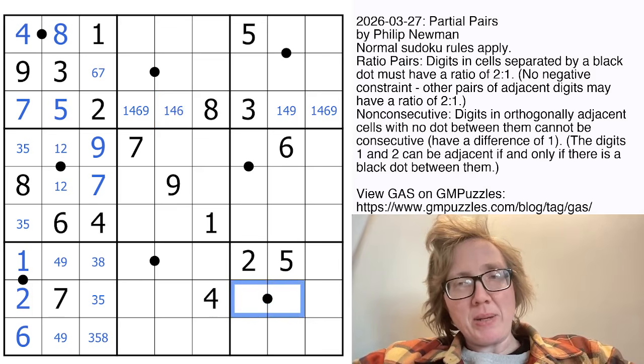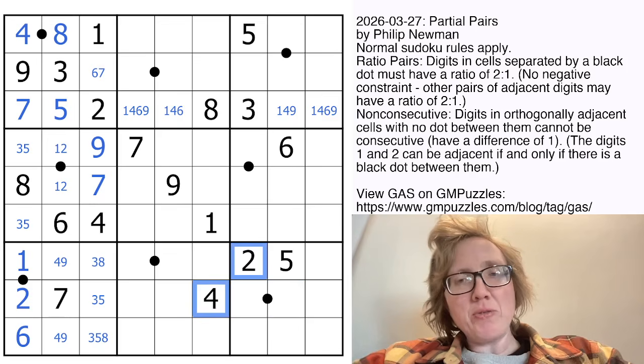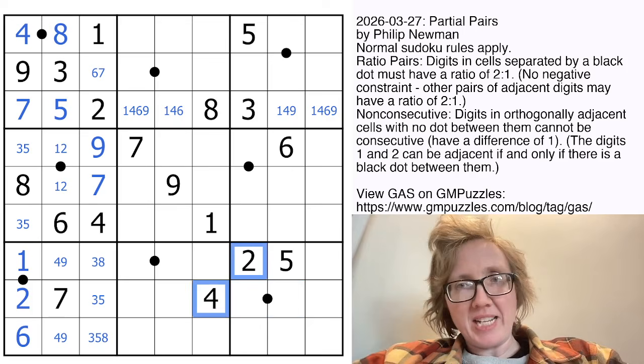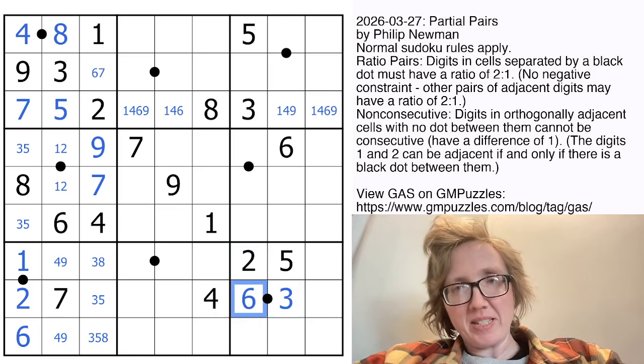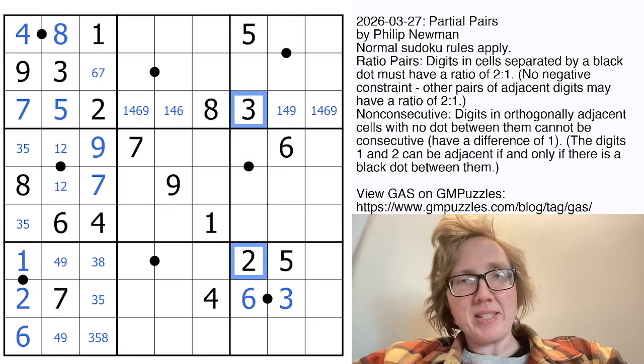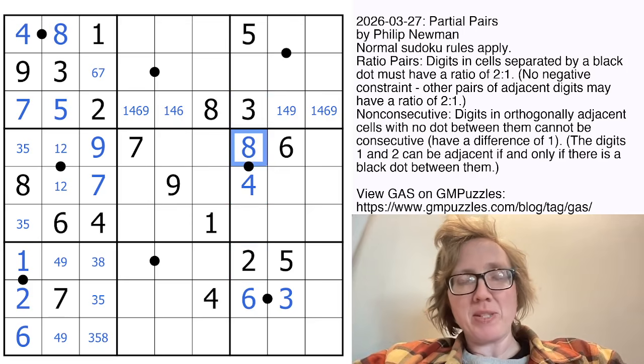This ratio pair can't have a 2 or a 4, so we can't do 1 and 2, we can't do 2 and 4, we can't do 4 and 8, so the only remaining possibility is 3 and 6. This one can't have a 2 or a 3, so it's not 1 and 2, it's not 2 and 4, and it's not 3 and 6, so it is 4 and 8, which must go in that order because we already have an 8 right here.